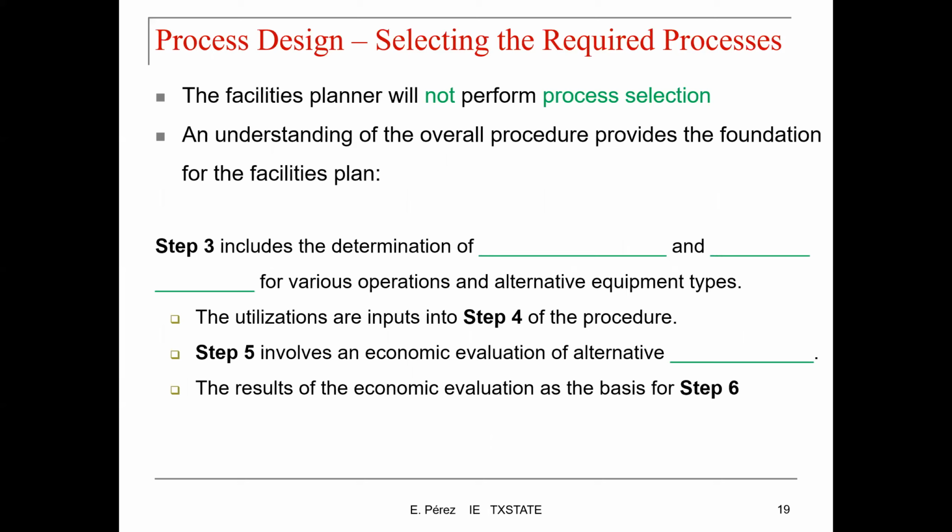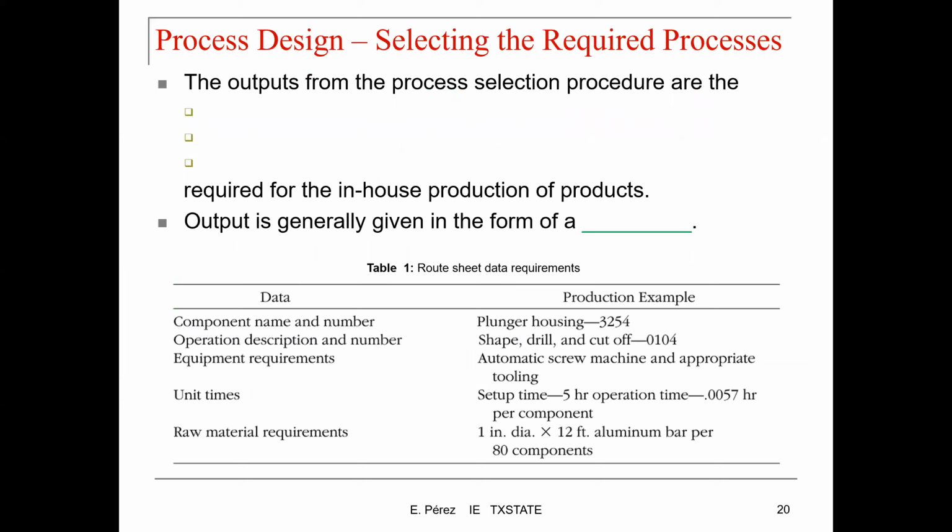Step three includes the determination of the unit production times and the equipment utilizations for various operations and alternative equipment types. The utilizations are inputs into step four of the procedure. Step five involves an economic evaluation of alternative equipment types, and the results of the economic evaluation are the basis for step six. So the output from the process selection procedure is the processes, equipment, and raw materials required for the in-house production of products.